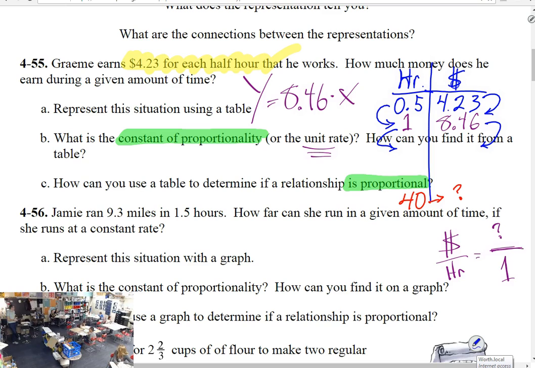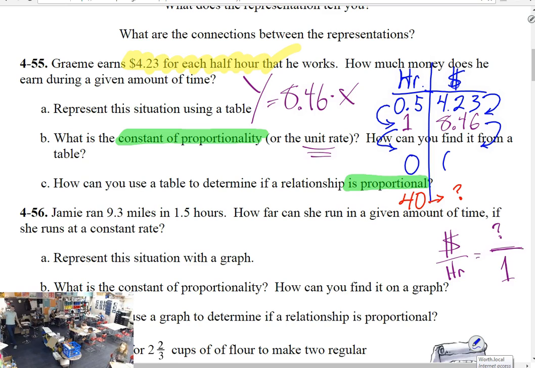What else did the graph need, guys? I know we're not looking at a graph right now, but we needed a straight line through the origin. What's that mean? What about my table? What point needs to be on the table?